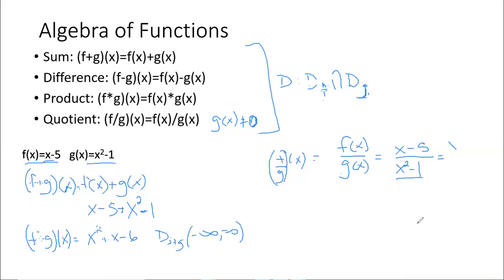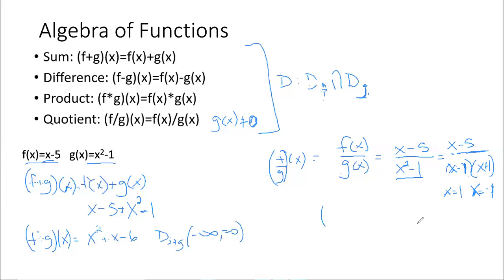So our denominator here can't be equal to 0. And I'm going to rewrite this. This is x minus 5 divided by x squared minus 1, which is a difference of squares, x minus 1 times x plus 1. Okay, and then x minus 1 is equal to 0 when x equals 1. x plus 1 is equal to 0 when x is equal to negative 1. So now we have to exclude 1 and negative 1 from our domain.